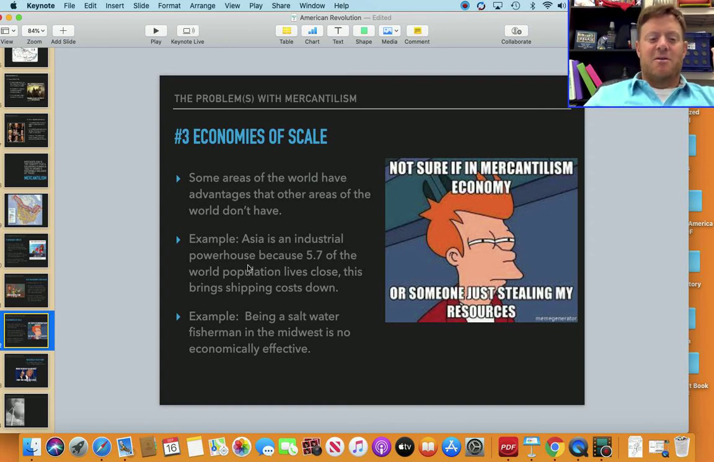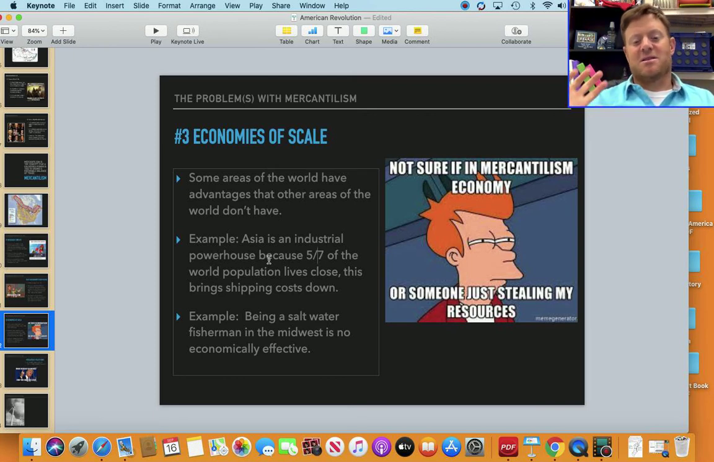On a bigger scale, Asia is an industrial powerhouse. 5/7 of the world population lives in the Eastern Hemisphere, so simply shipping things to people is hard for Americans because a majority of your customers live 3,000 miles away.